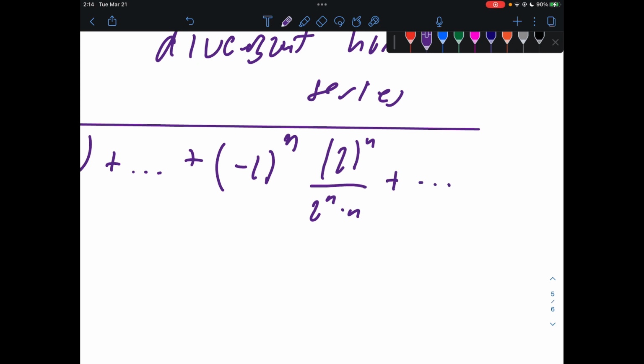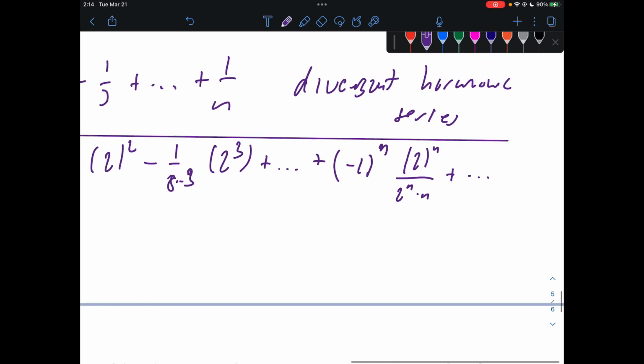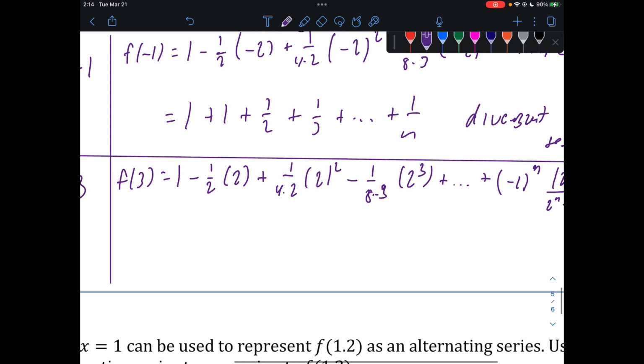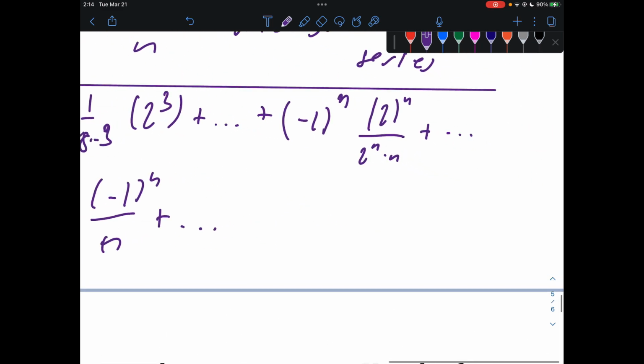2 to the n over 2 to the n cancels out. We're left with negative 1 to the n over n. If you do some simplifying with this, you would get 1 minus 1 plus 1/2 minus 1/3. But then, like I said, it's just going to be negative 1 to the n over n. This is the alternating harmonic series. So this one is convergent.